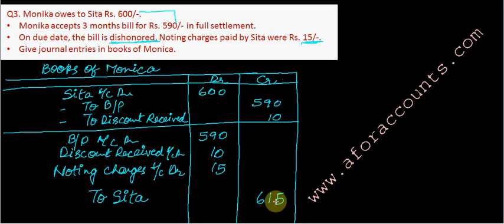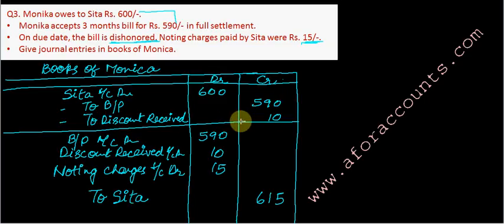A recap of this question. Monica owes to Sita, means Monica needs to pay to Sita 600. So she raises a bill payable, saying Sita account debit. Why Sita account debit? Sita was a creditor. Now I am about to pay Sita, so the debit balance will come here. Sita account debit 600 to bills payable. I pay 590 in full settlement, so 590 here, and my discount received is 10 over here.